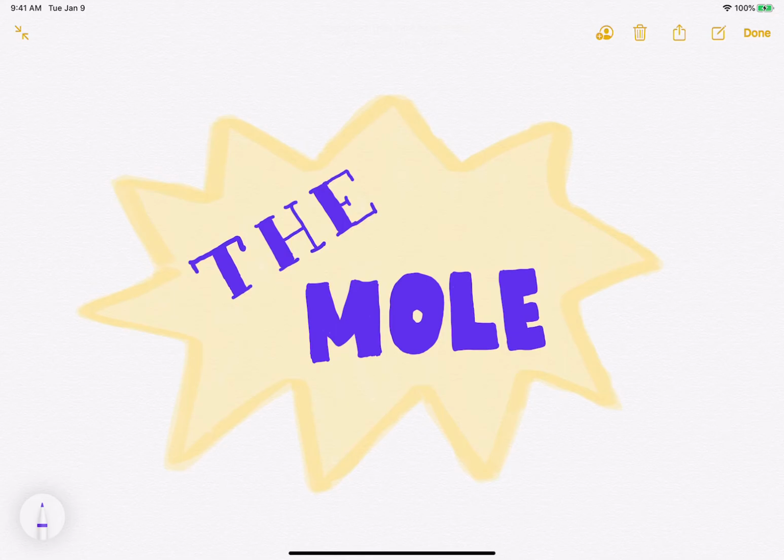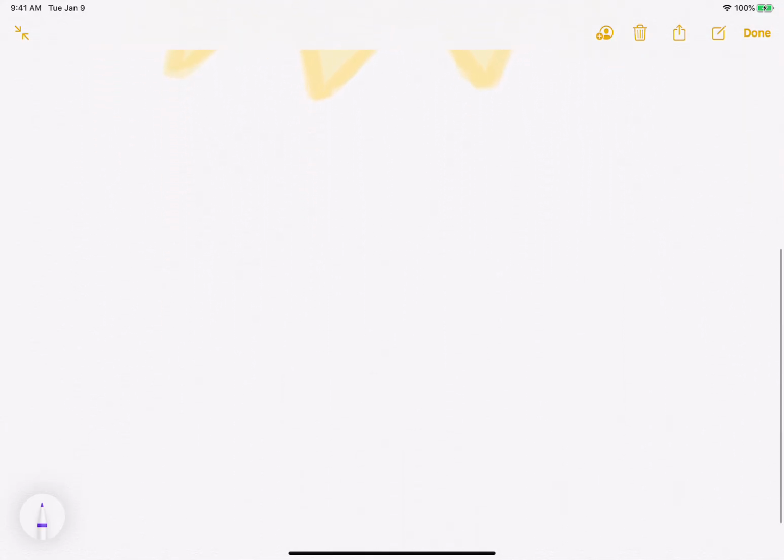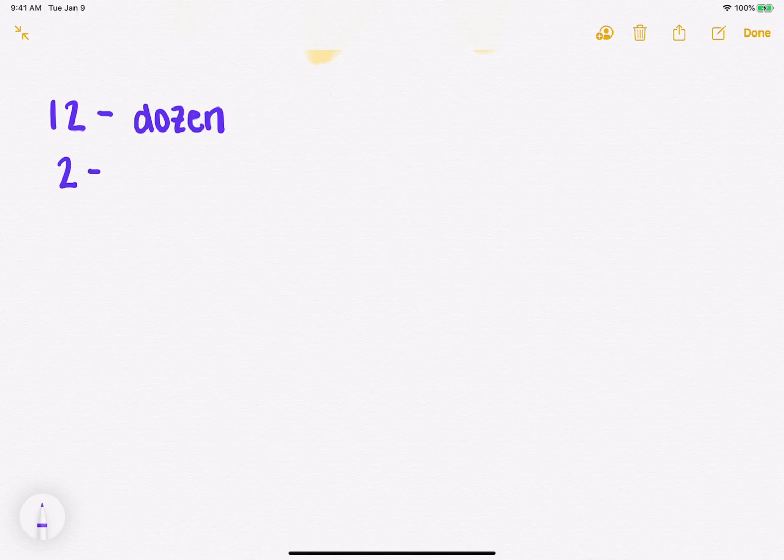The next topic that we're going to cover is the mole, which is the ultimate counting unit in chemistry. So the mole is similar to counting units that you're already familiar with. Some examples are that we have the word dozen for 12. Another word for two is a pair.